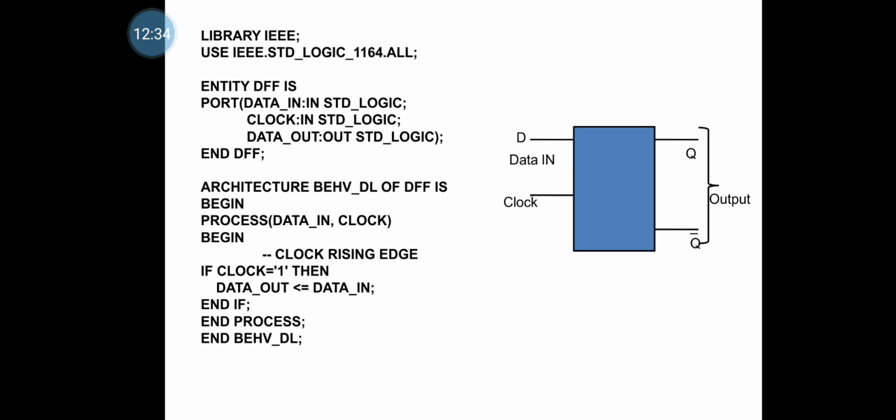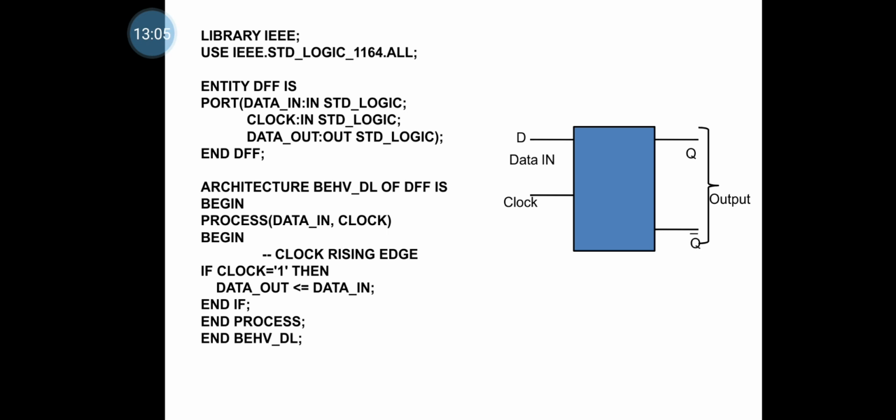So here you can see the coding. First is the library declaration, and then comes the entity declaration, the name of the entity is D flip-flop, and then the port declaration. So data in is the name given to the input port in standard logic form. Clock is also an input in standard logic, and then data out. Instead of Q, we have used data out for the output, in standard logic form, and end D flip-flop.